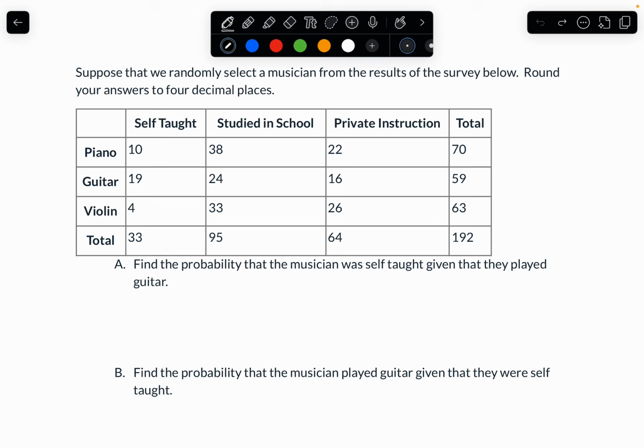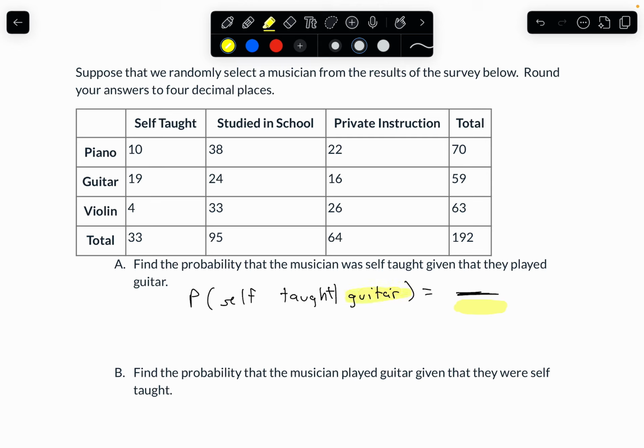Now, if I was to write this out, it would say, I want to know the probability that the musician was self-taught, given that they play guitar. That given kind of tells me what group I am choosing from. So in particular, when I'm talking about conditional probability, I oftentimes like to try and figure out what that denominator is, because that's going to help me figure out what is the group that I'm choosing from, and that'll help me narrow my focus for the rest of this problem.